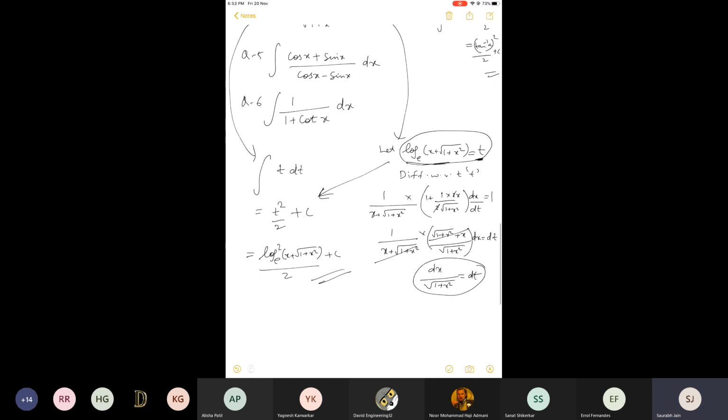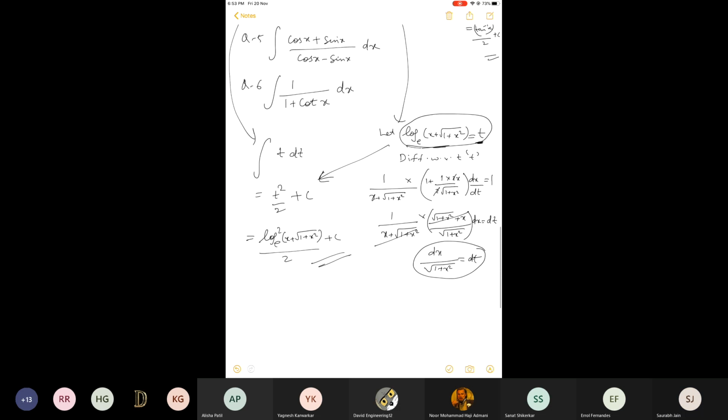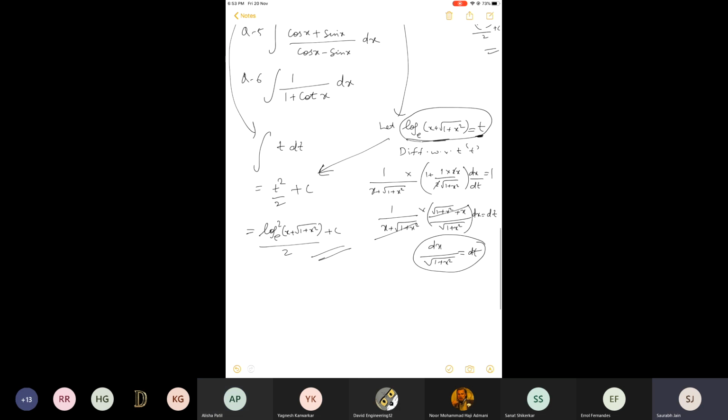Now what about the fifth question? Actually, fifth and sixth are interrelated, but sixth we will talk about later. What about the fifth question? Any idea about the fifth question? What should be the substitution? So cos x minus sin x. Very good. We will assume the denominator as t.